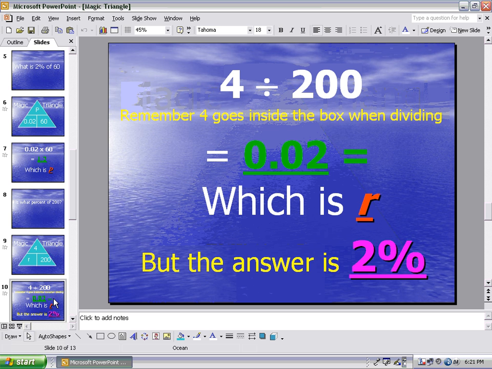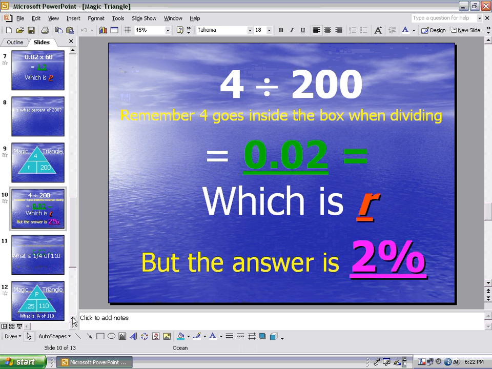But notice the question is asking you, 4 is what percent of 200? And 0.02 is not a percent. It's a decimal. So you have to remember that I need to take that decimal value and multiply it by 100. So my answer to the problem comes out to be 2%.